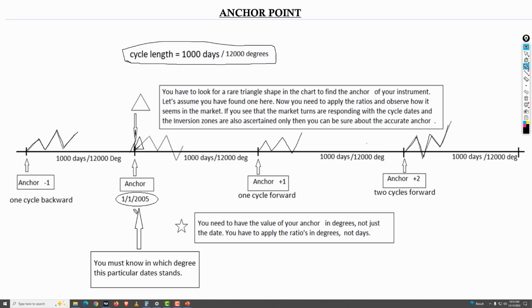And you have to keep in your mind that you must know in which degree this particular date stands. Okay? I mean, let's say the anchor date is 1st January 2005. You have to look for in which degree that particular date actually stands. Okay? Yes, that's what I'm talking about. You need to have the value of your anchor in degrees, not just the date. You have to apply the ratios in degrees, of course.